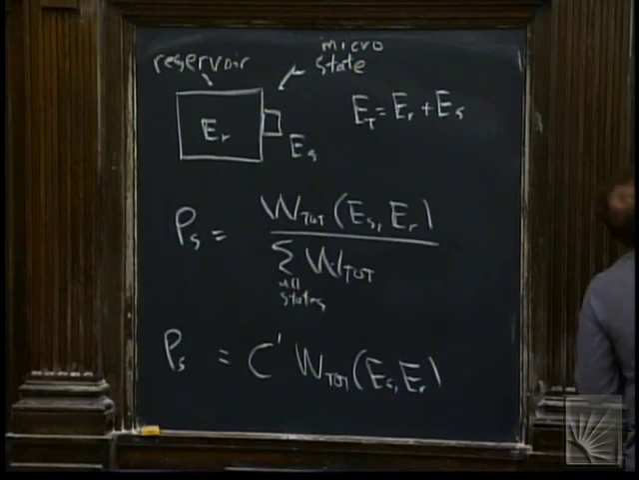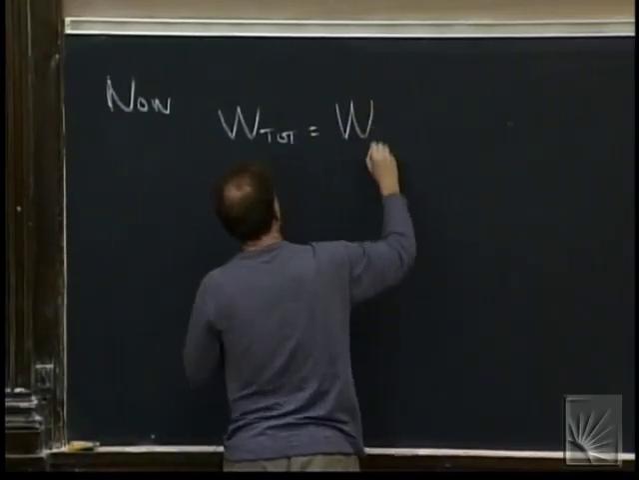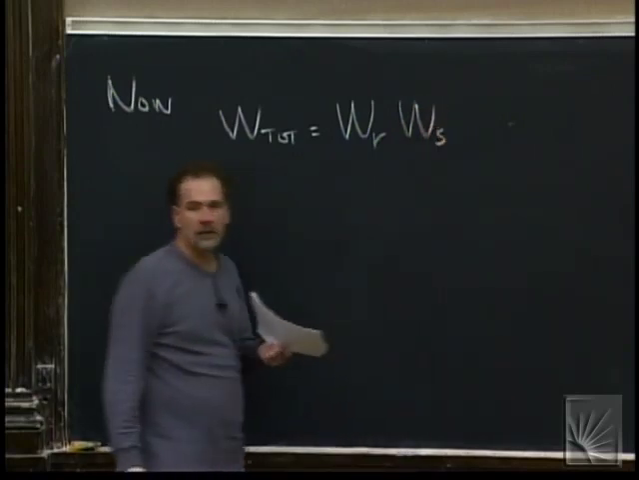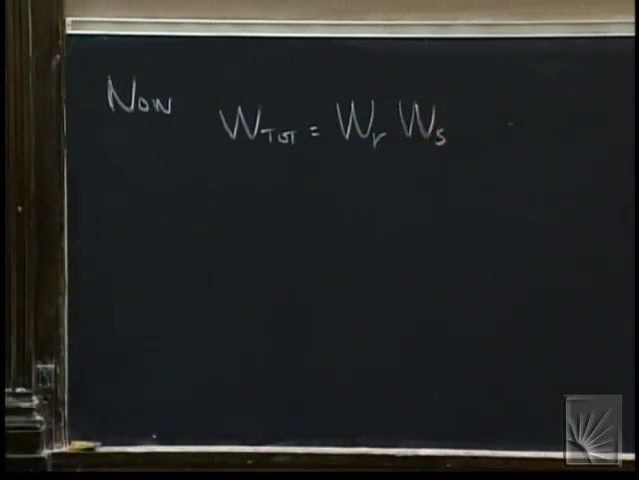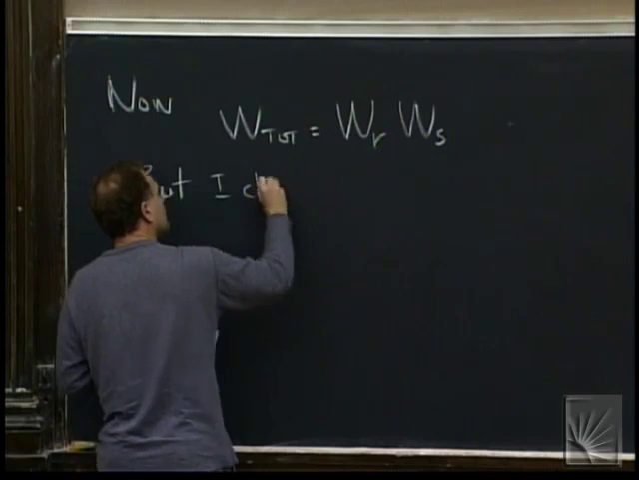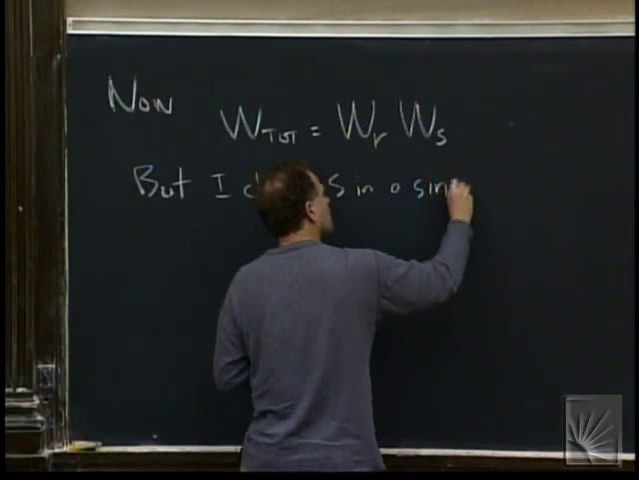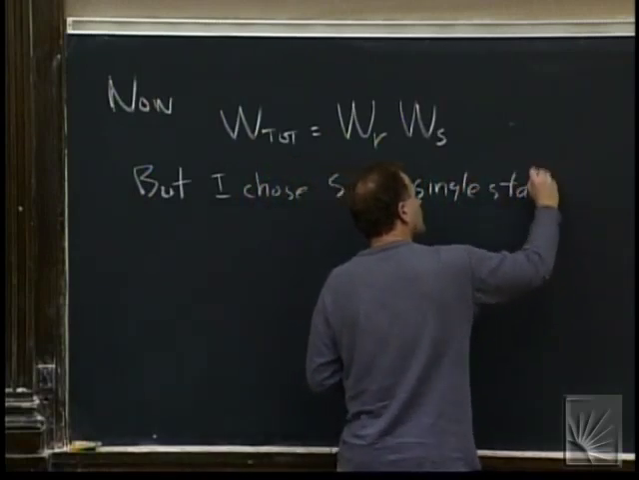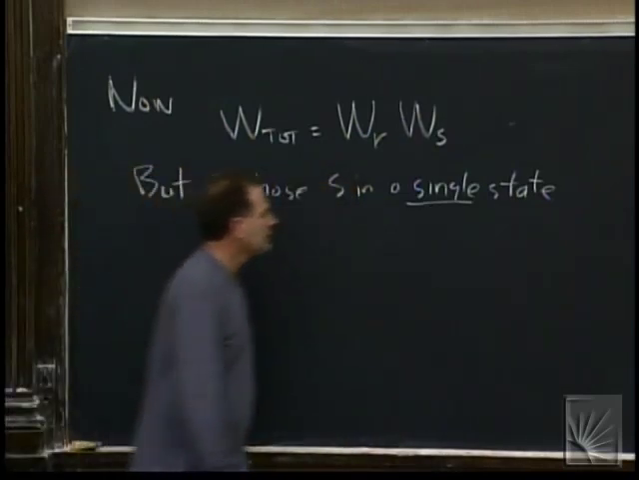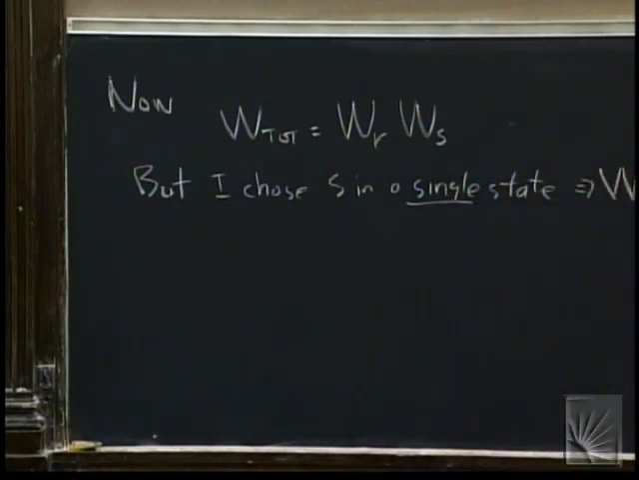Now, W total is W of the reservoir times W of the little microstate. Okay? But I chose, I'm not sure you remember this, but I chose S in a single state. Just for the purposes of constructing this derivation, I did that. That's just to say WS is 1. Okay?